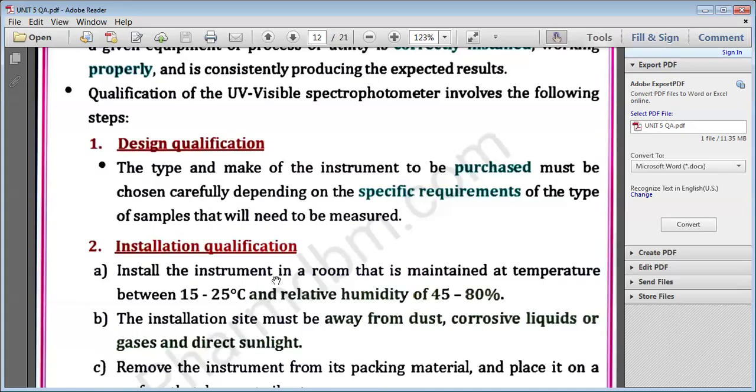So we have to choose based upon our interest, our parameters, our requirements, and the type of analysis, whether we are working on a pivotal scale or a pilot scale, and whether on a preparative scale or analytical scale. So the type and make of the instrument to be purchased must be chosen carefully depending upon the specific requirements of the type of samples that will need to be measured. So this is about the design qualification.